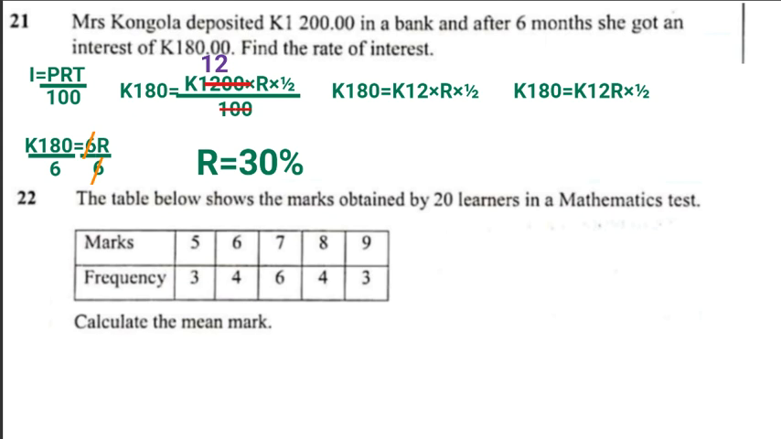Okay, going to the next question, which is 22. The table below shows the marks obtained by 20 learners in a mathematics test. You can see the marks there and the frequency, so we are given a frequency table. The question is: calculate the mean mark. In the frequency table you are able to see that 3 learners got 5 marks, 4 learners got 6 marks, 6 learners got 7 marks, 4 learners got 8 marks, and 3 learners got 9 marks.